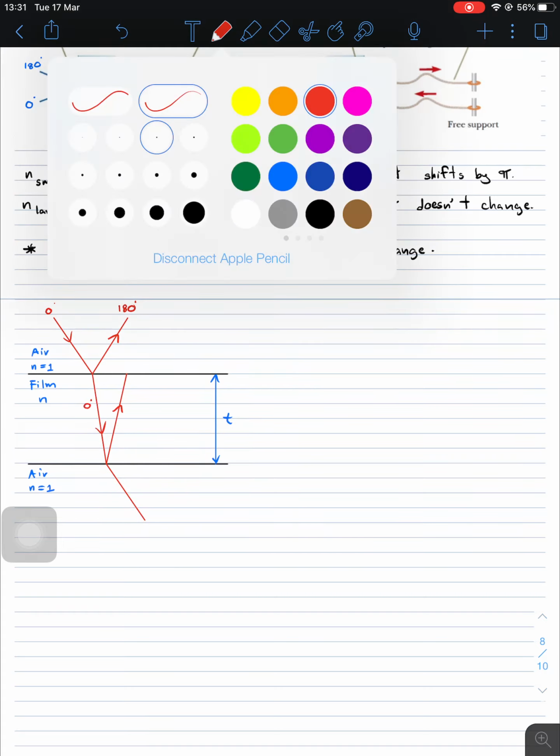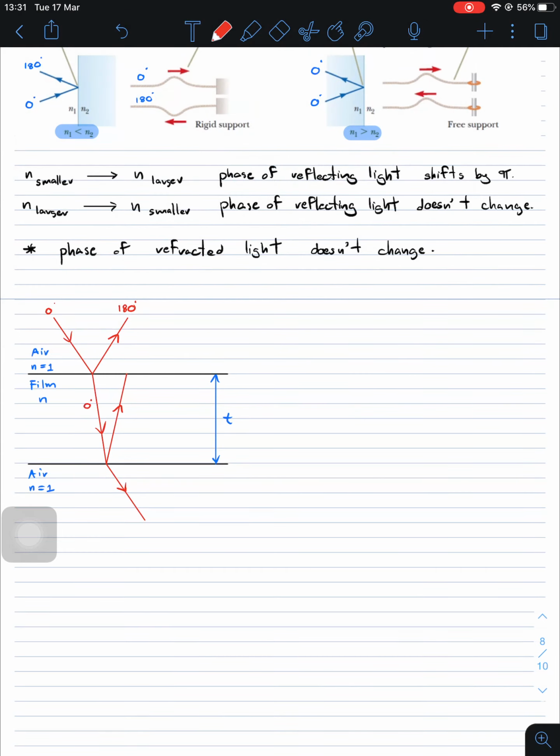Okay, some part will be transmitted too. So now we have the light reflecting from the high end to the lower end. We said that the phase of the reflecting light doesn't change, so it's going to be equal to 0 degrees. Because the phase here doesn't change, this must be equal to 0 as well. And then again, the reflected light has the same phase, equal to 0 degrees as well.